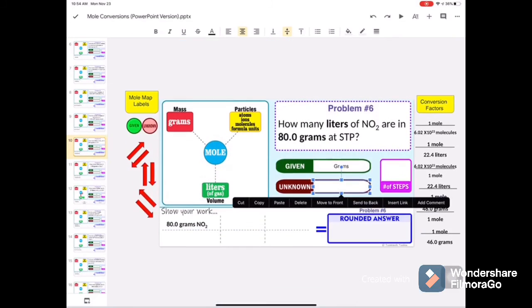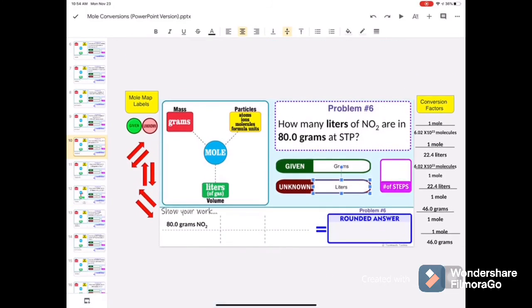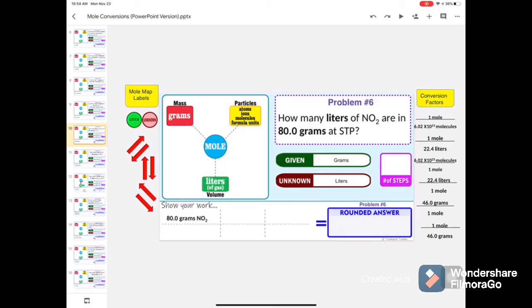Grams. What do I want? Liters. Now, let me chart it out. Where do I start? Grams. Here's grams. Grams up here, liters down here.